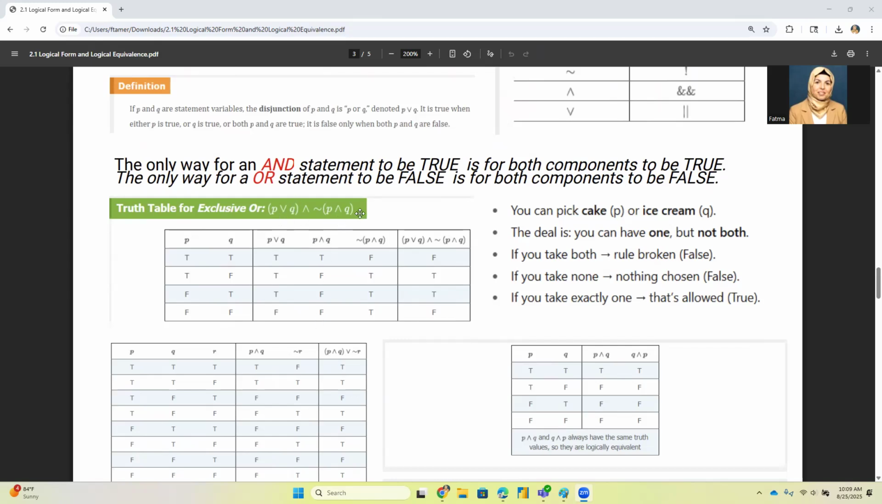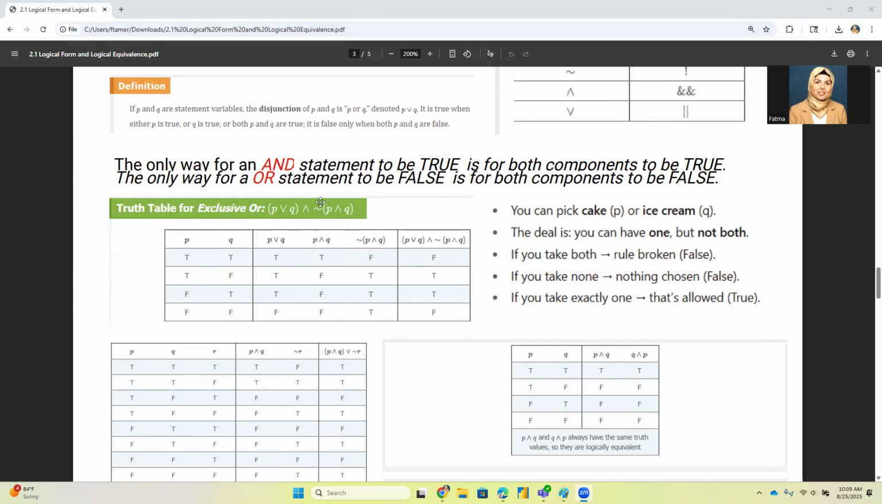But an exclusive or is P or Q, and not P and Q. So now this is P and Q, but we have to negate this. So this is like not (P and Q). If we just negate all these trues and falses, we will get false, true, true, true. So this is how we get the not (P and Q) part.